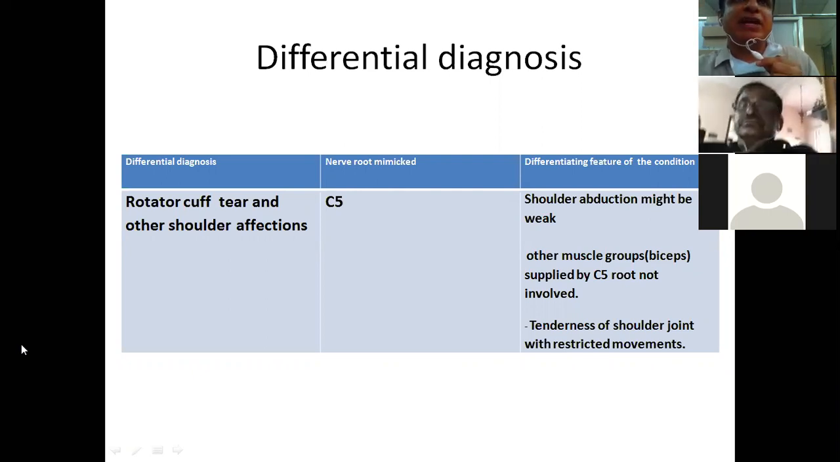So shoulder examination is a must in any patient with neck pain. In the lumbar spine, we should always examine the hip and the SI joint. In the cervical spine, we should always examine the shoulder.